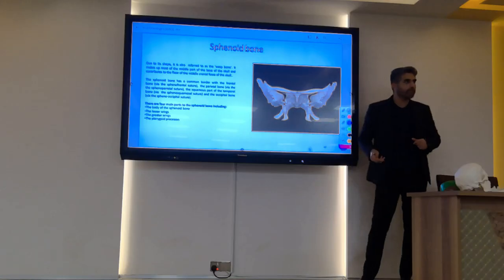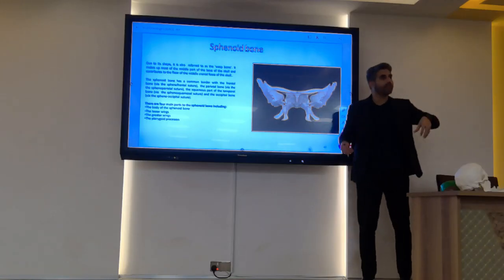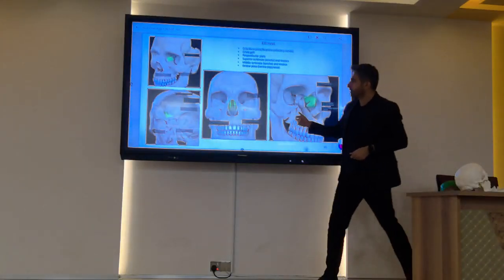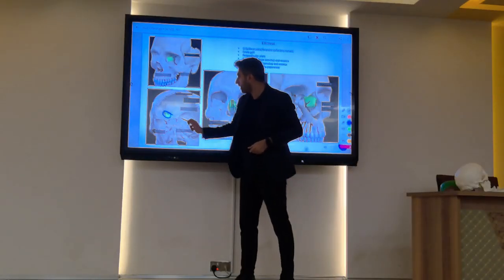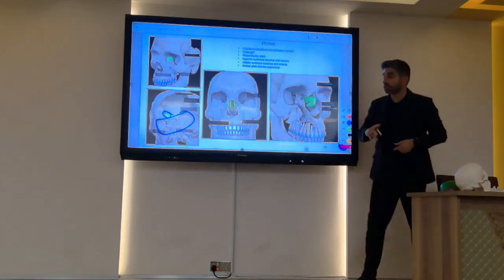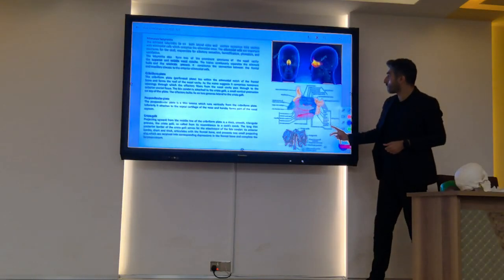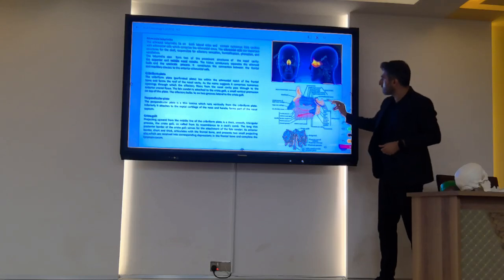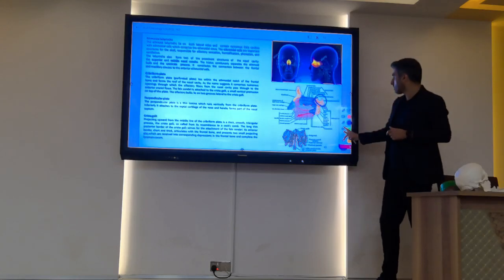Where is the location of the sphenoid? Exactly behind the ethmoid. Look at the pictures. So this is the ethmoid, yes. Behind that, this one is the sphenoid. Behind the ethmoid, in the base of the skull, you can see the sphenoid. For example, look at here. This is the ethmoid, okay? Behind that, this one is the sphenoid.